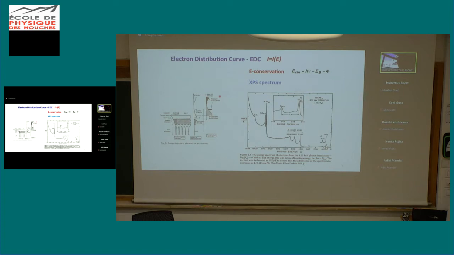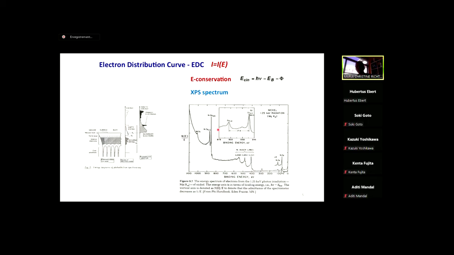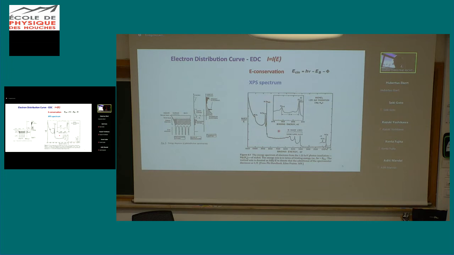which are the electrons which scatter inelastically on their way out of the crystal. And then you have a typical XPS spectrum here, with the binding energy, which you get by subtracting the kinetic energy of the photoelectron from the photon energy. It should be negative, but well, okay. So you see the different peaks in here.